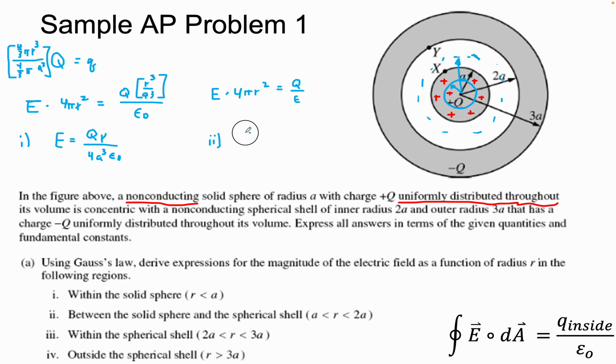And so in this case, for part 2, pretty simple between the two. Electric field is just going to be equal to Q over 4 pi epsilon naught r squared.